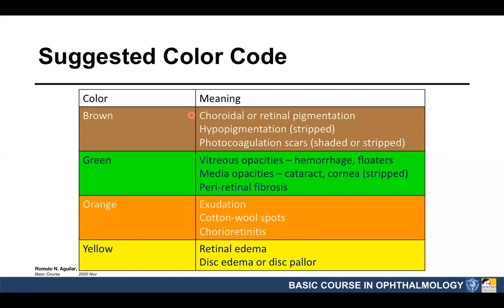Brown for any choroidal lesion or photocoagulation marks. Green for opacities, vitreous opacities like vitreous hemorrhage, media opacities like cataract or corneal opacities. Orange for exudation, cotton wool spots, chorioretinitis, and yellow for edema.